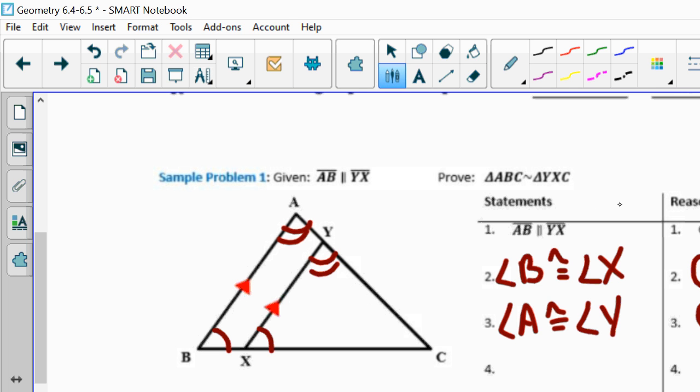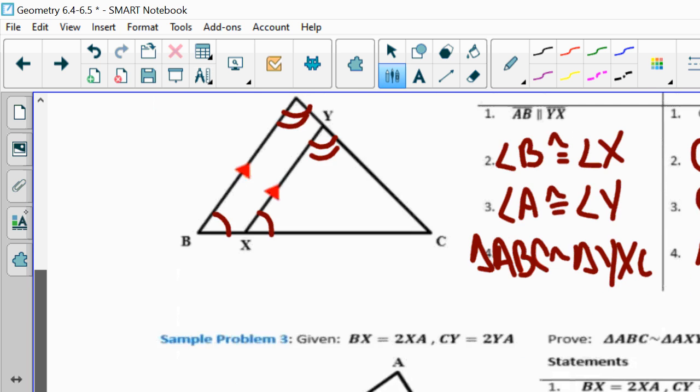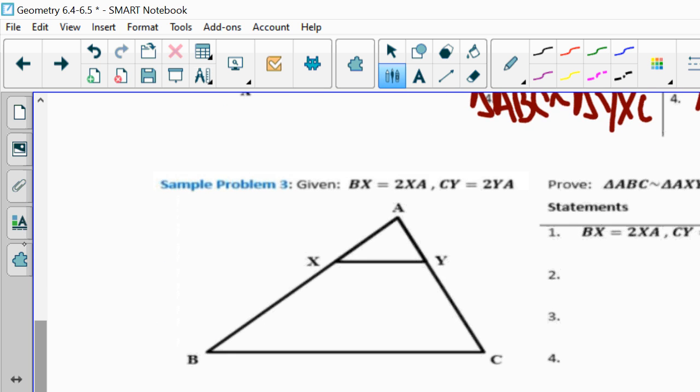Or I could have said angle C is congruent to angle C by the reflexive property, right? So now I have 2 angles, so I automatically know the third. So now I can say triangle ABC is similar to triangle YXC by the angle similarity postulate. Okay. So that one was kind of nice and easy. Let's look at one that's a little bit harder, right?